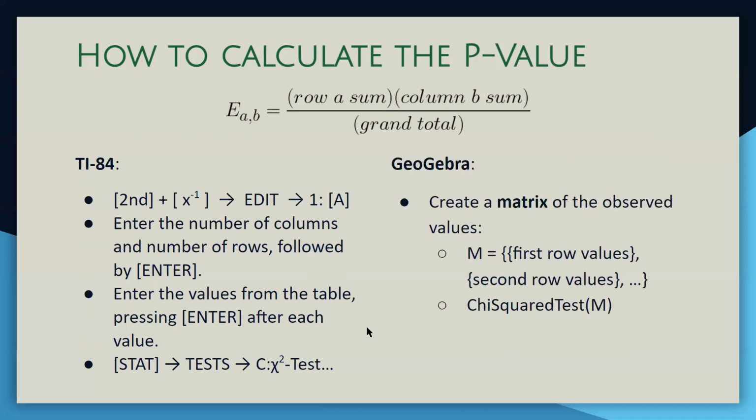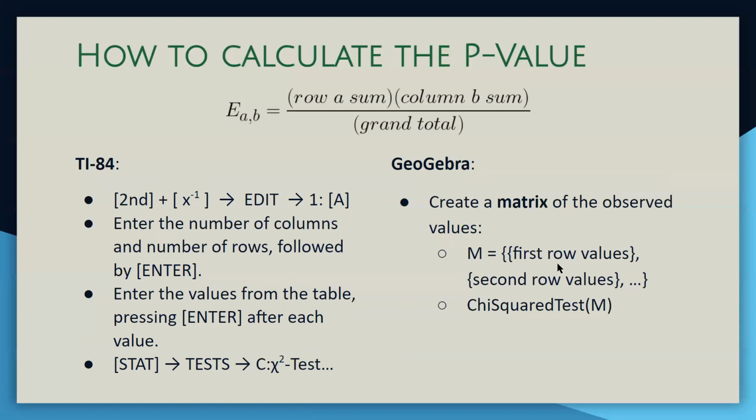For GeoGebra, similar idea, except it's not going to output the expected values. First step, you create your matrix of observed values. So you're going to give your matrix a name and then double curly brackets. So you need outer curly brackets for the matrix itself.